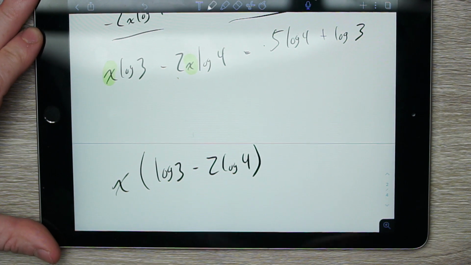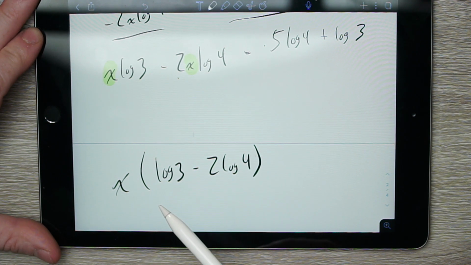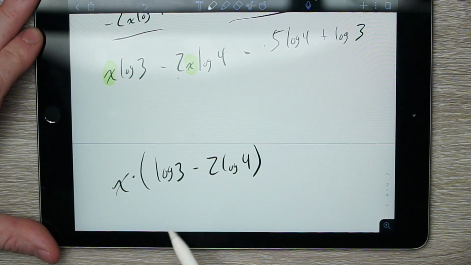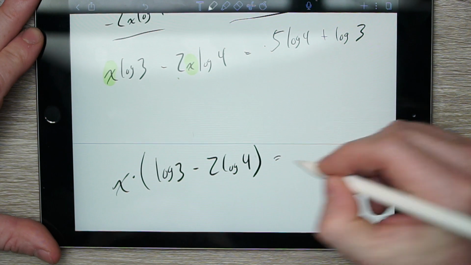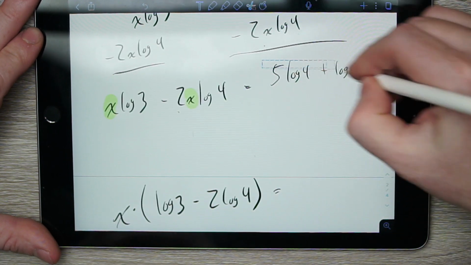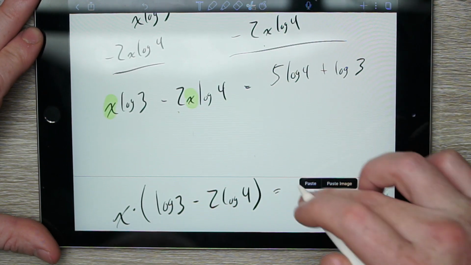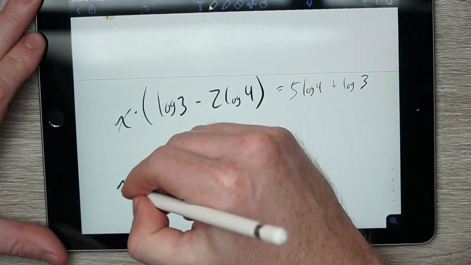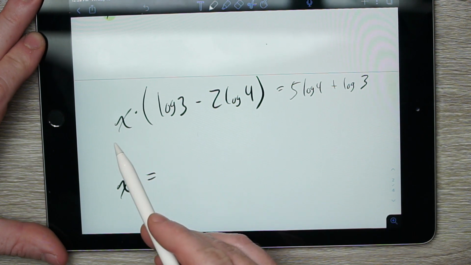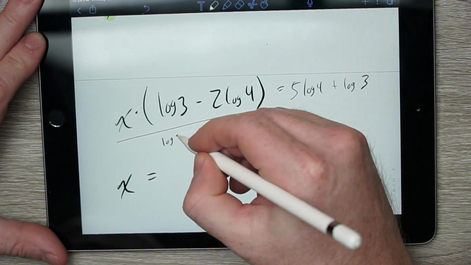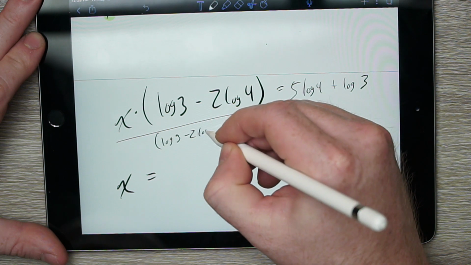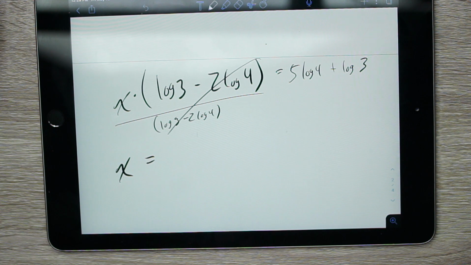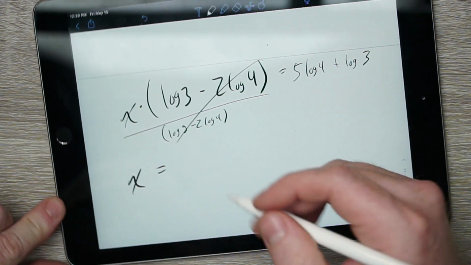And now we're one step away from getting this thing completely on its own, right? Since this is multiplication here, we would just need to divide this out. The right side's still the same, so I'm just going to copy and paste that over here. Your last step will be x equals, and like I just said, we'll divide each side by this log 3 minus 2 log 4. So that whole thing will cancel, and then we'll just put it as the denominator on the right-hand side.